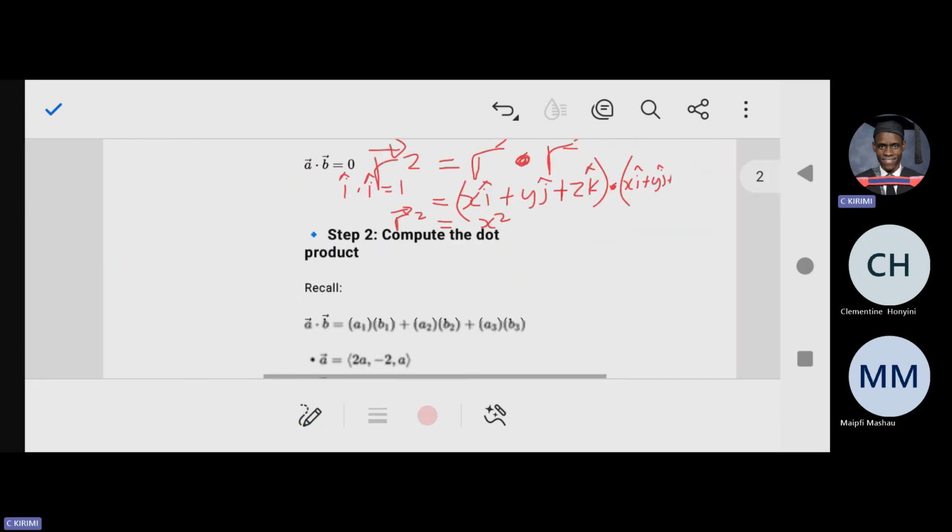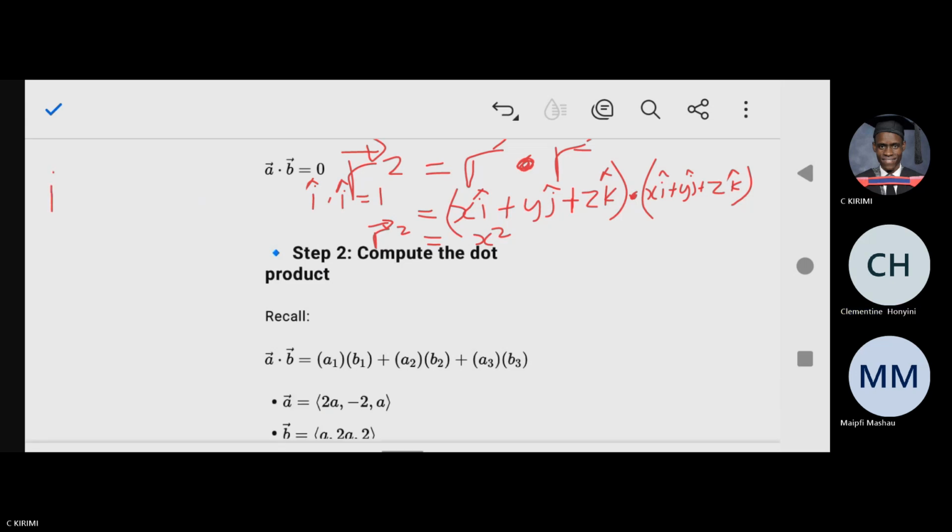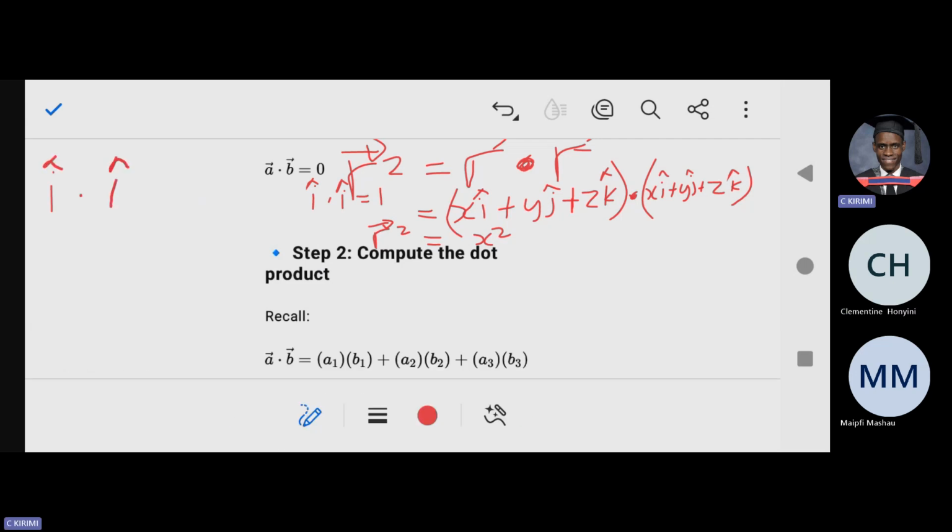If you don't understand why i times i is 1: i is a unit vector. i dot i, for example. We are dotting the product. i is just (1, 0, 0).